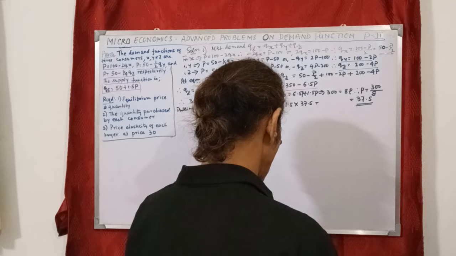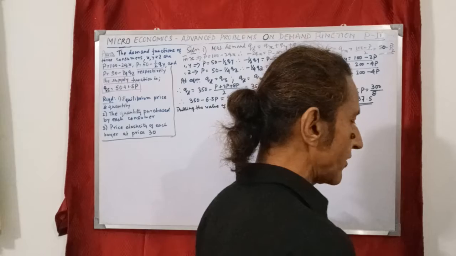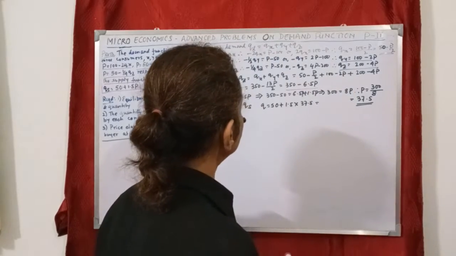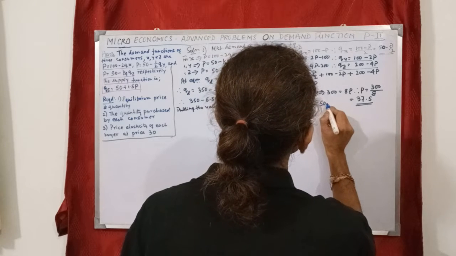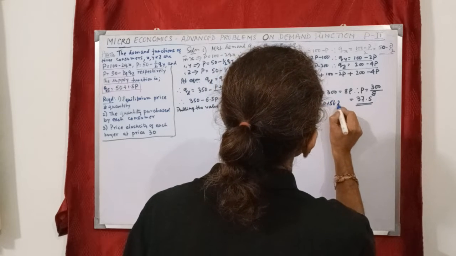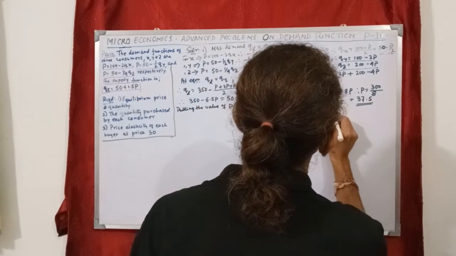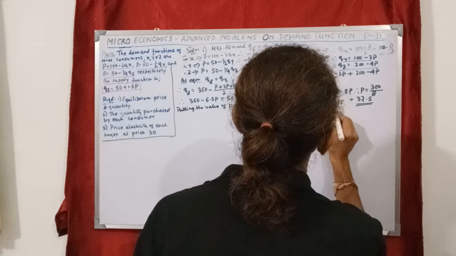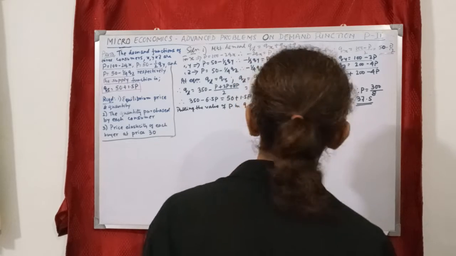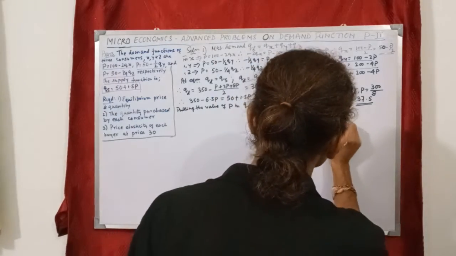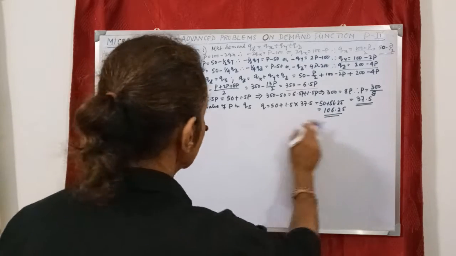37.5 into 1.5 gives us 56.25. So it is 50 plus 56.25, which is equal to 106.25. So this is the equilibrium quantity, this is the equilibrium price, and this is the equilibrium quantity.